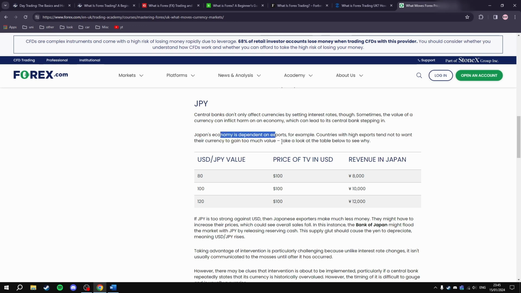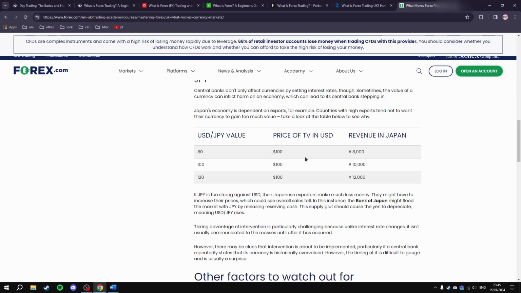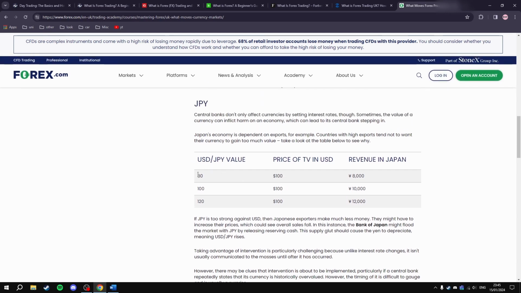Japan's economy is dependent on exports. For example, countries with high exports tend not to want their currency to gain too much value. Take a look at the table below and see why. USD JPY value 80, price of TB in US dollars, revenue in Japan.